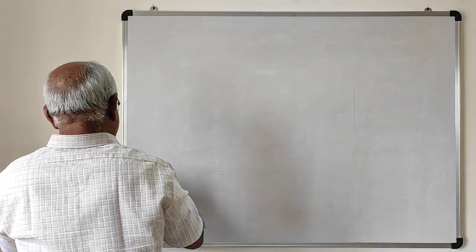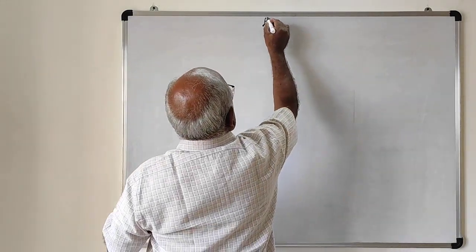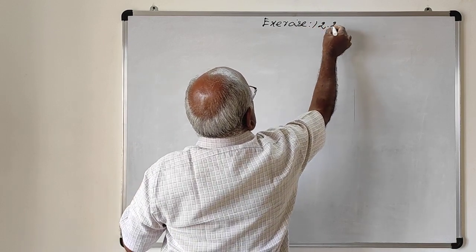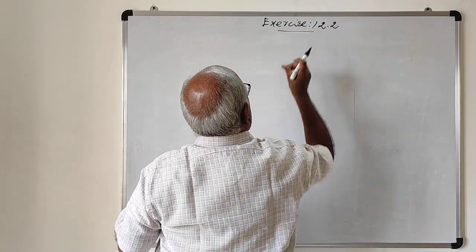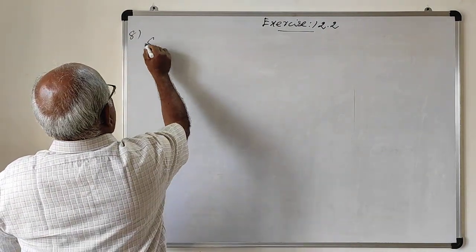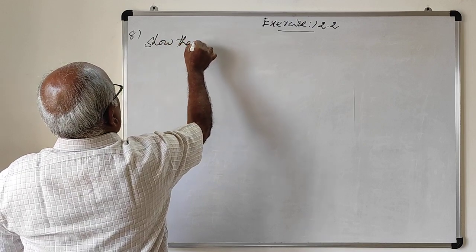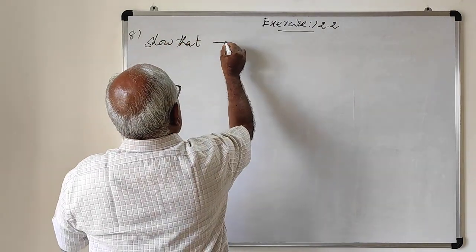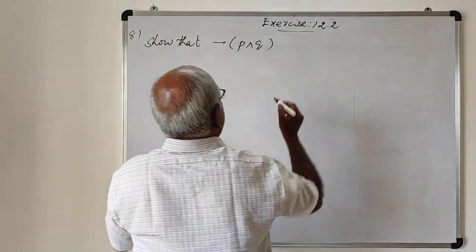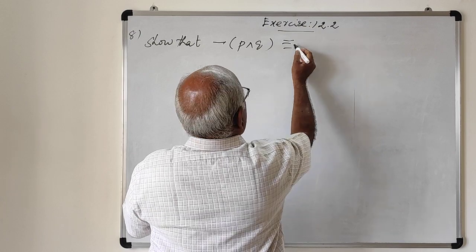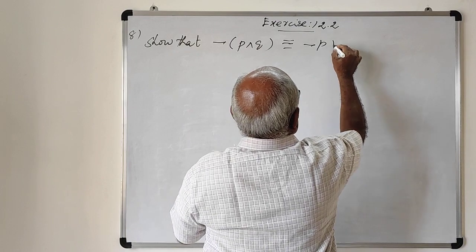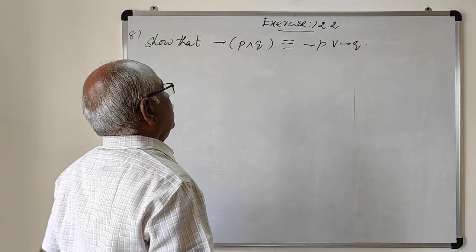Problem 8 is in exercise 12.2. Problem 8 is: show that negation of P conjunction Q is equivalent to negation P, disjunction negation Q.